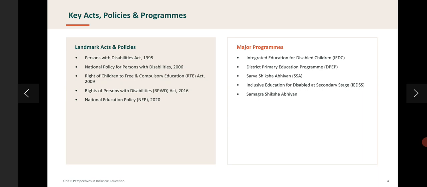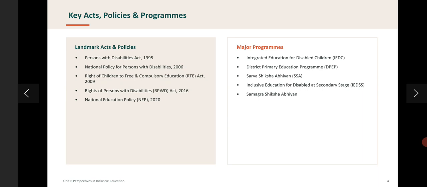So now, Key Acts, Policies and Programs. What are the key acts, policies and programs? Let us look into it. Landmark Acts and Policies. So that's what we discussed, no? Persons with Disabilities Act 1995, National Policy for Persons with Disabilities 2006, Right of Children to Free and Compulsory Education, that is RTE, 2009, Rights of Persons with Disabilities, the RPWD Act 2016, National Education Policy in 2020.